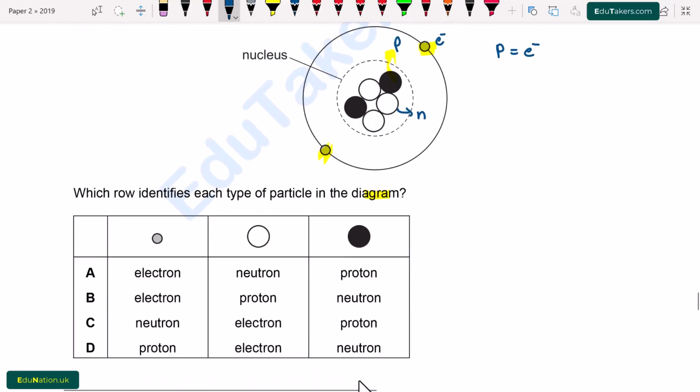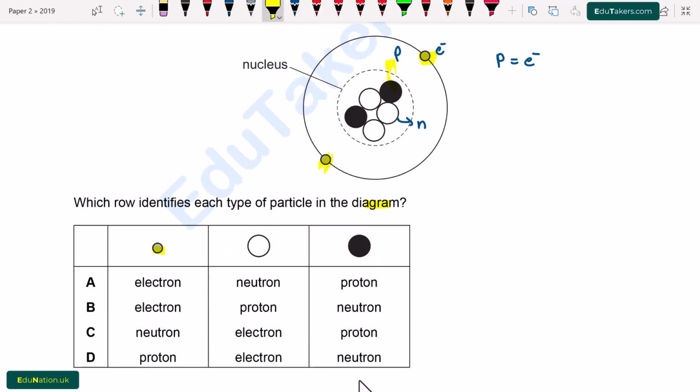Now we see the option. It is electron, neutron and proton. From here, option A is correct, because option A describes each particle that is given in the neutral atom. So option A is correct.